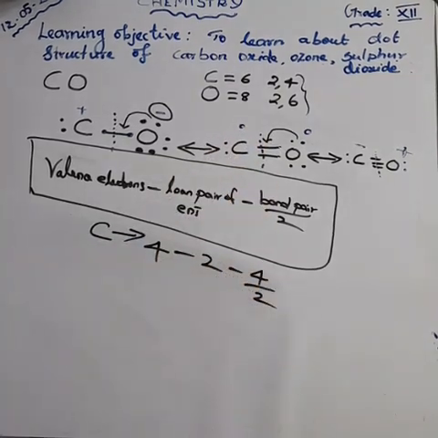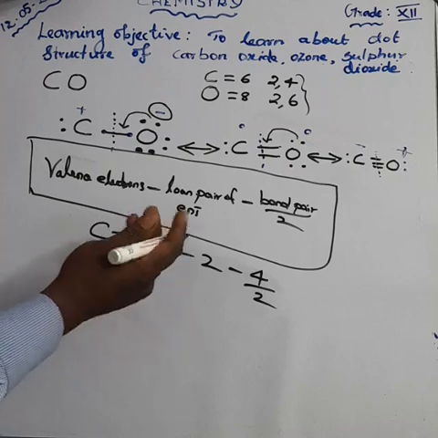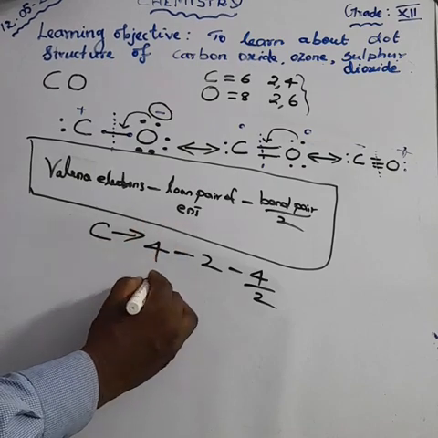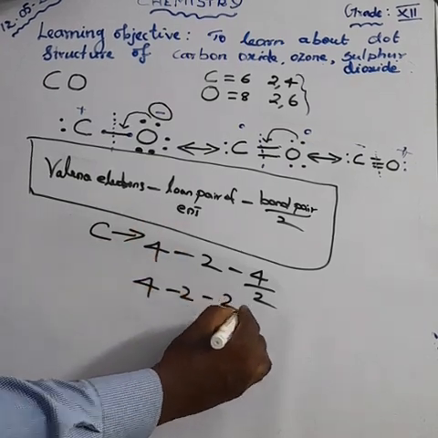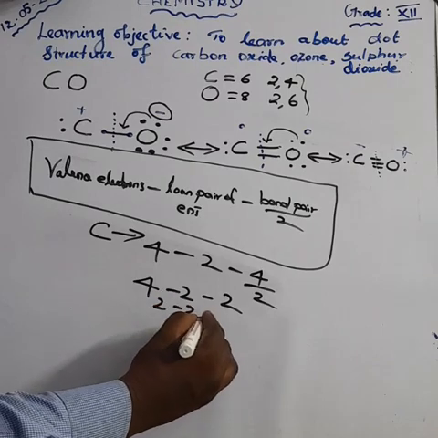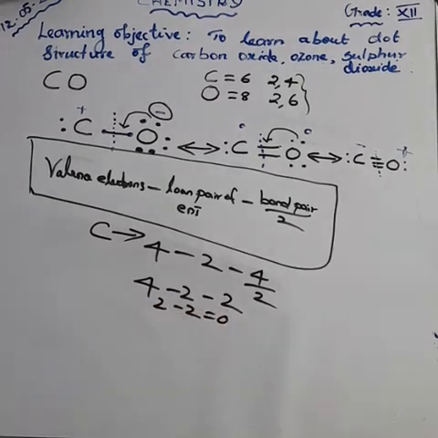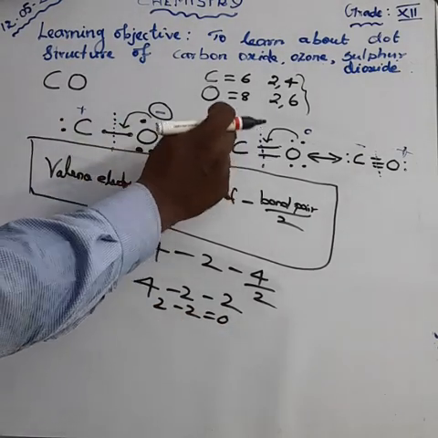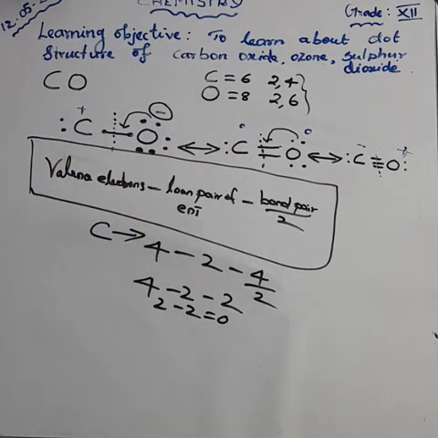Am I right? So what is the formula? How can you substitute here? 4 minus 2 minus 2. It is 2 minus 2 equal to 0. So this carbon becomes charge 0, neutral. Am I right? Next one.